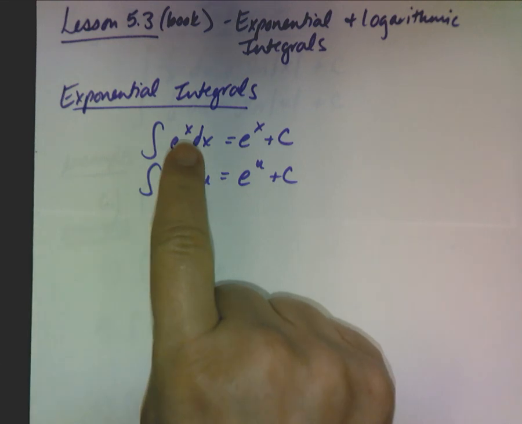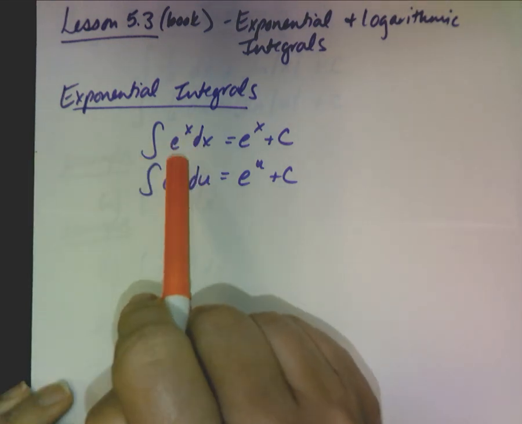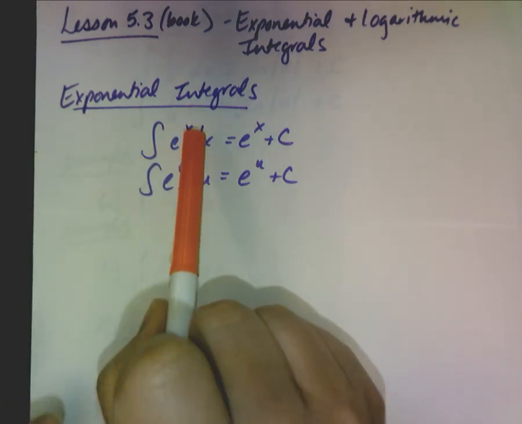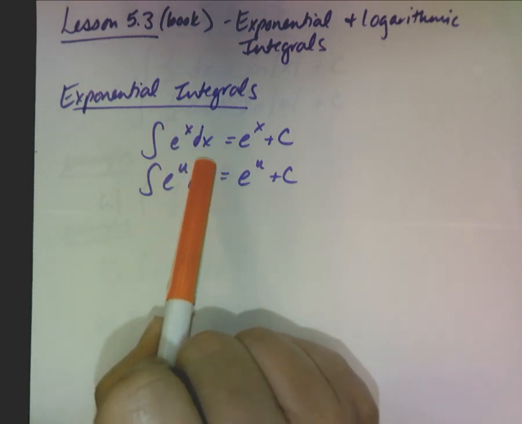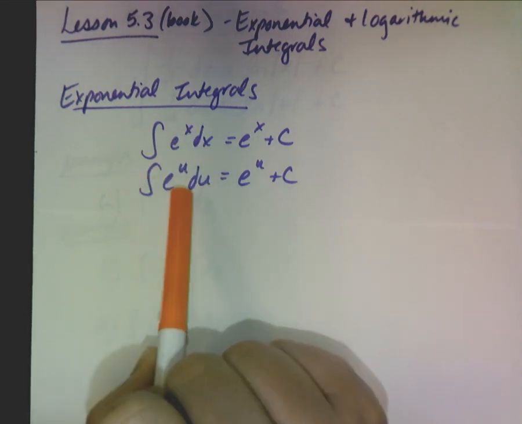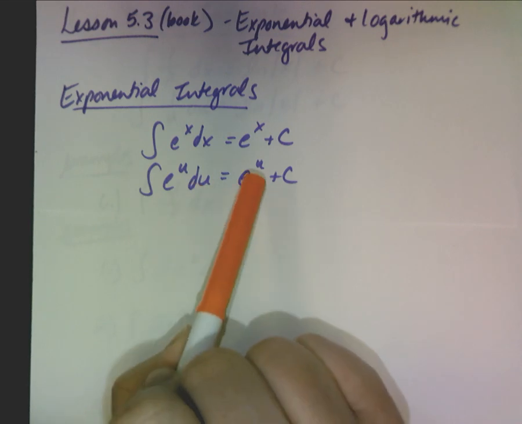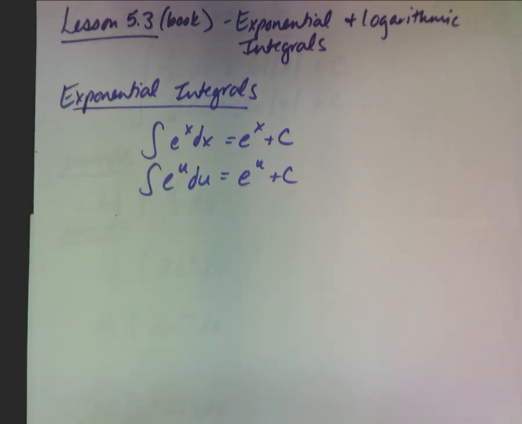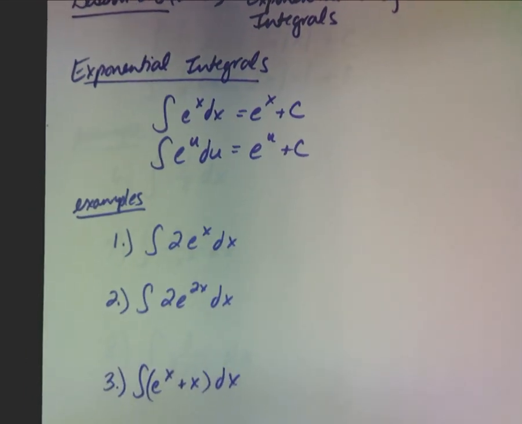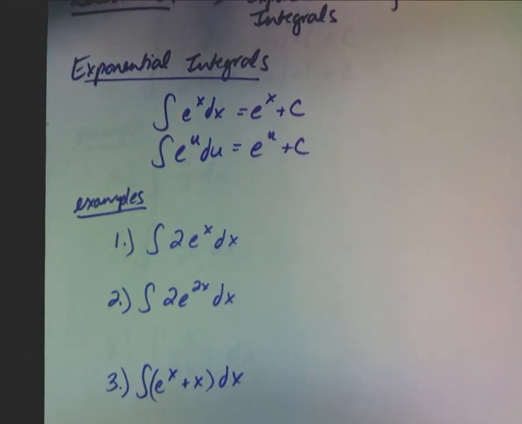Well, what if that x has something else, like x squared plus 2, or 3x? Then you call that the u, and you have to make sure the du, the derivative, is inside the integrand. Then you just write it as e to the u plus c. All right, so we're going to practice some of those. I've written down about 5 examples of the e's.